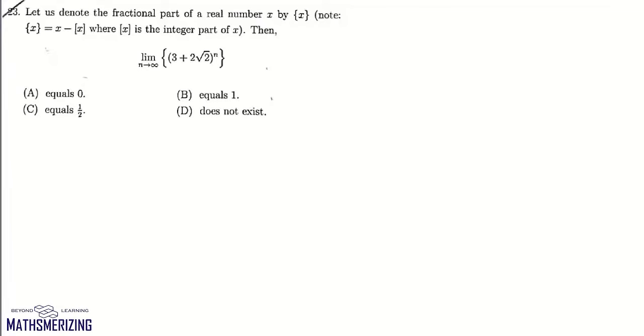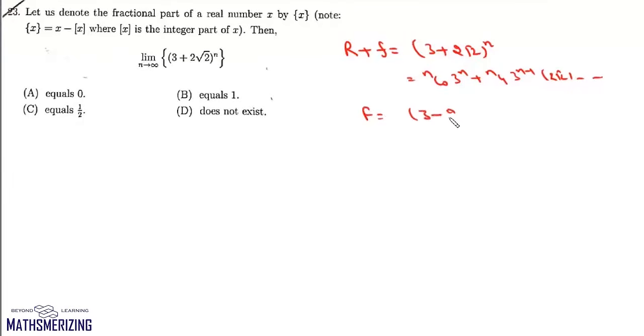Now question number 23 is, we need to find this limit n tends to infinite of the fractional part of (3 plus 2 root 2) to the power n. Now what we'll do is, suppose its integral part is r and fractional part is f, we can write this as (3 plus 2 root 2) to the power n. Now this is nC0 3 to the power n, plus nC1 3 to the power n minus 1 times 2 root 2, and so on. And then we'll consider this f, which is (3 minus 2 root 2) to the power n. It lies between 0 and 1. This capital F lies between 0 and 1.